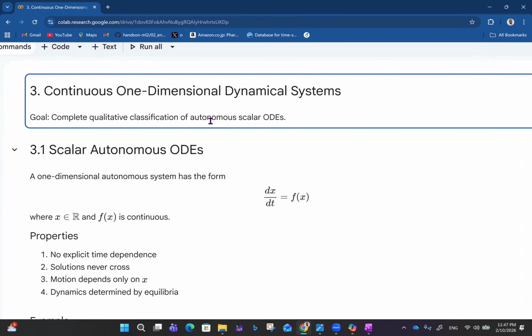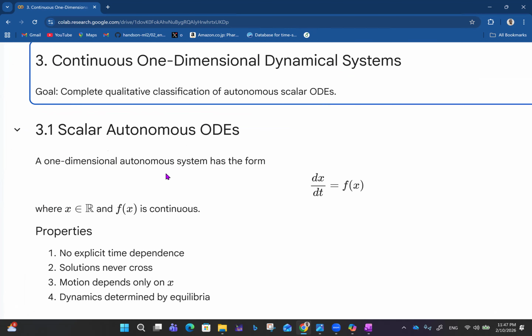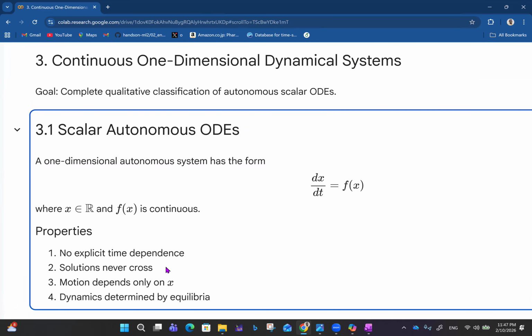So, for autonomous, we don't have the time component, right? So that takes us back to the idea of scalar autonomous ODEs. A one-dimensional autonomous system has the form dx/dt equals f(x), or what you rather call x dot equals f(x), where x is real and f(x) is continuous. And it has the following properties. First of all, there is no explicit time dependence, and then solutions never cross, and motion depends only on x. It doesn't depend on time. Then dynamics are determined by equilibria.